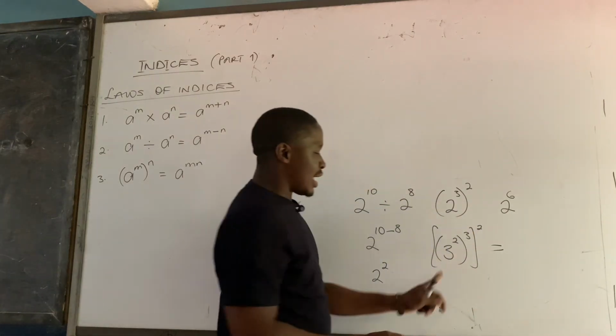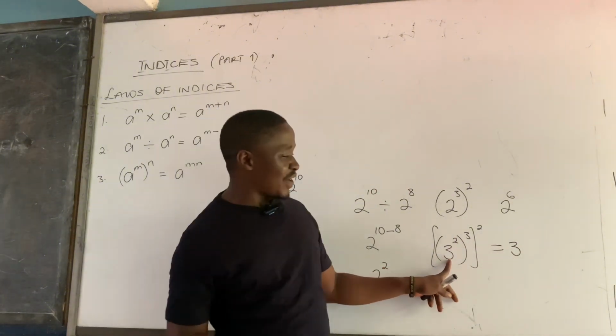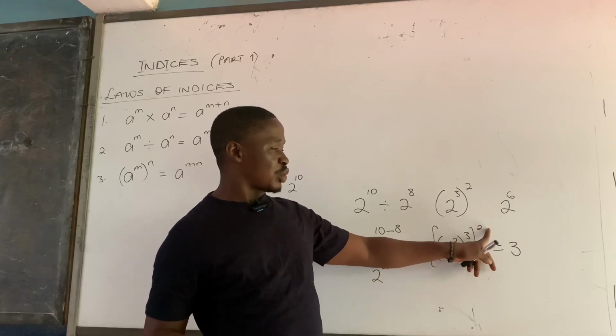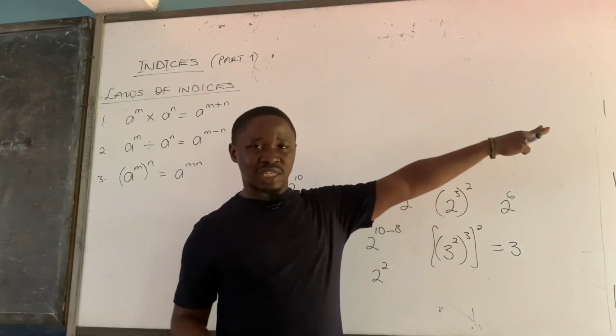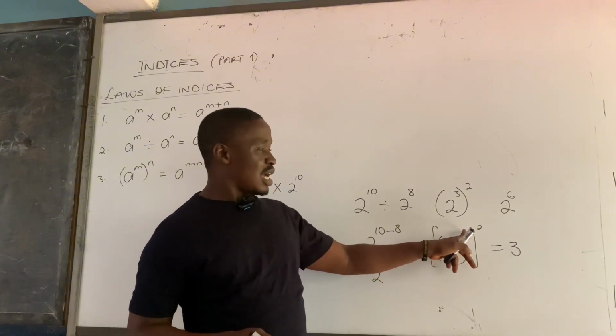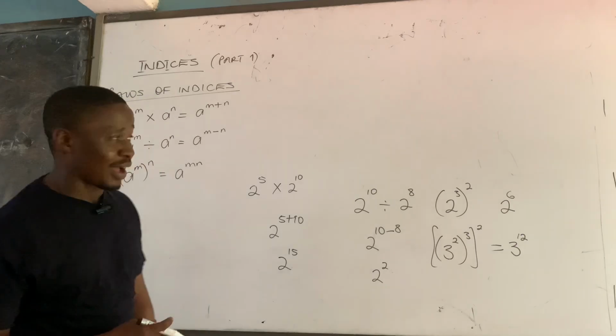So likewise, here again, the base is 3. But this base 3 is affected by this 2, affected by this 3, it's also affected by this 2. So all the 3 powers multiply themselves. 2 multiplied by 3 is 6, multiplied by 2 is 12. So 3 to the 12th power.